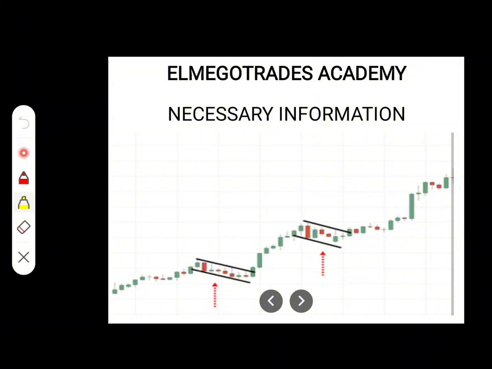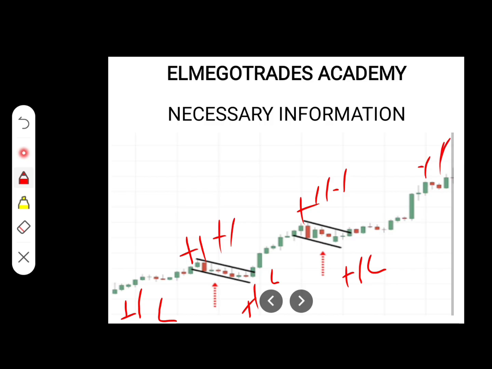So like you can see, here is the higher low, higher low. Here is the higher high. So this here is the higher low. Here is the higher high. Here higher low. Here is the next higher high.